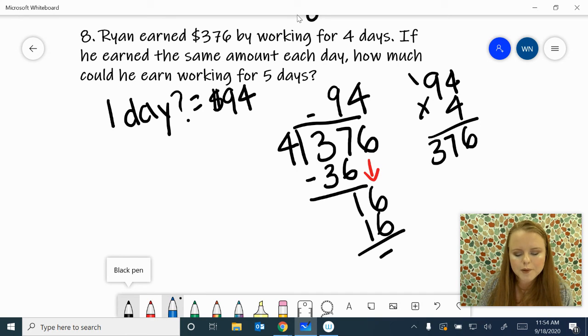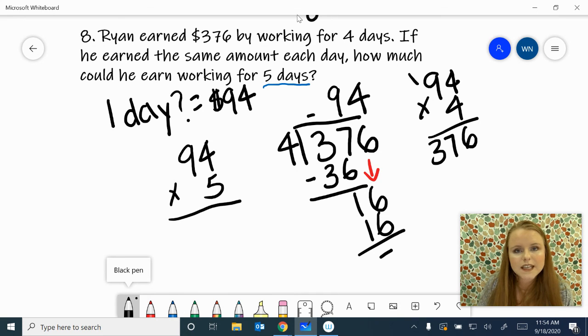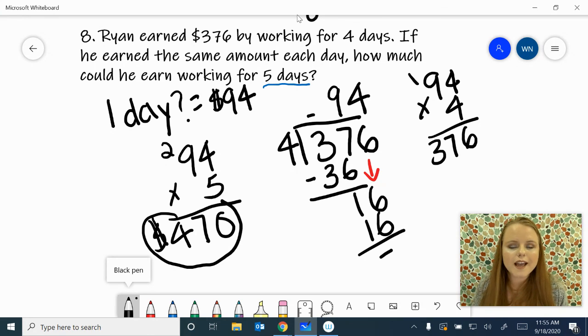Let's go back to our problem and remember what they were asking us. They were asking us for 5 days. So if 1 day is 94, I know I need to multiply 94 times 5 to get me to 5 days. 4 times 5 is 20. 5 times 9 is 45, 46, 47. So in 5 days, he would earn $470.